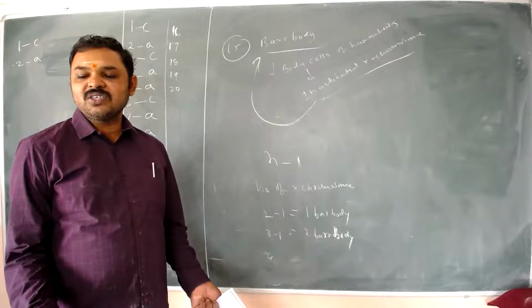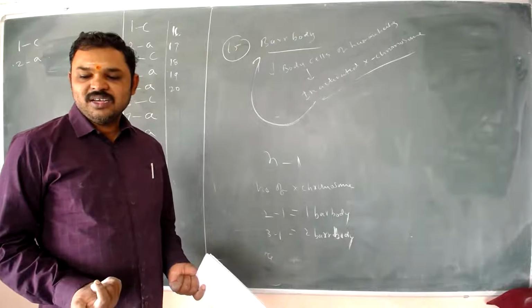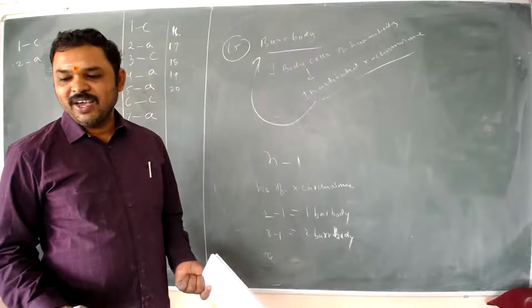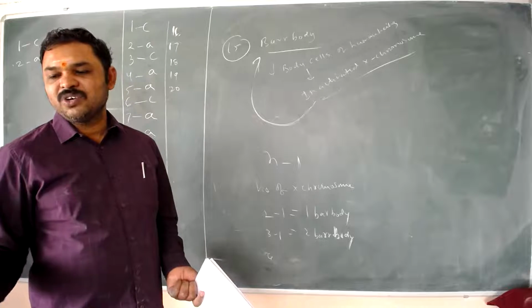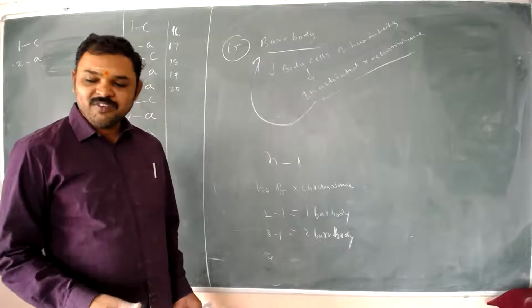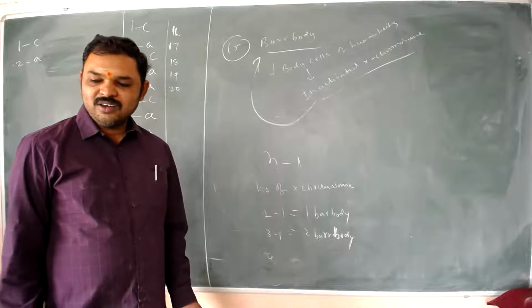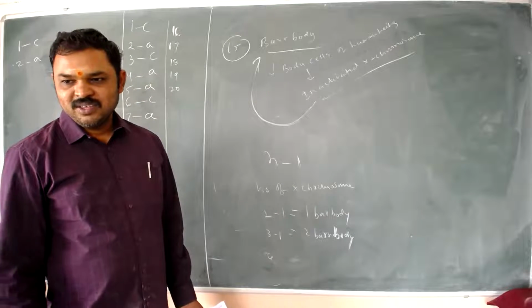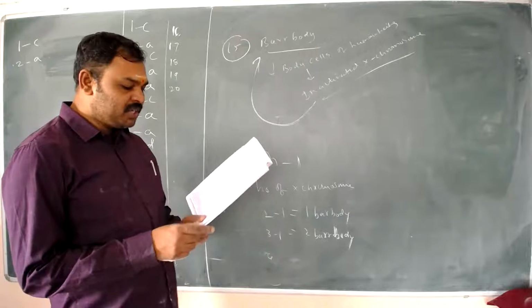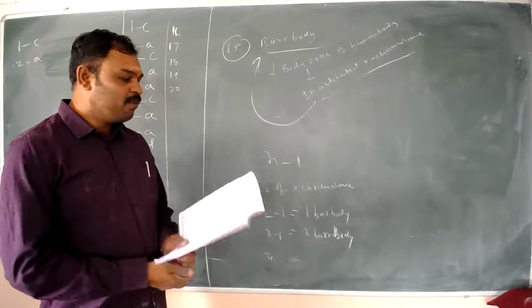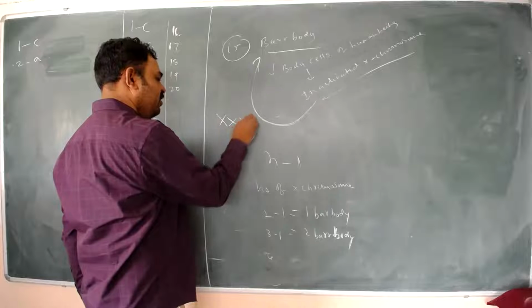Generally, how many Barr bodies are there in a male individual? No Barr body. Why? 1 X chromosome is there, 1 - 1, 0. In a normal human female, 2 - 1, 1 Barr body. Now what is the question? They have given the number of Barr bodies in this condition.